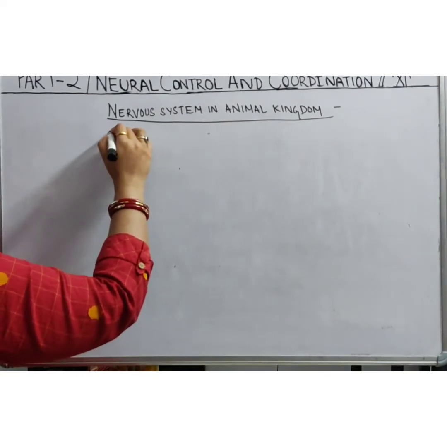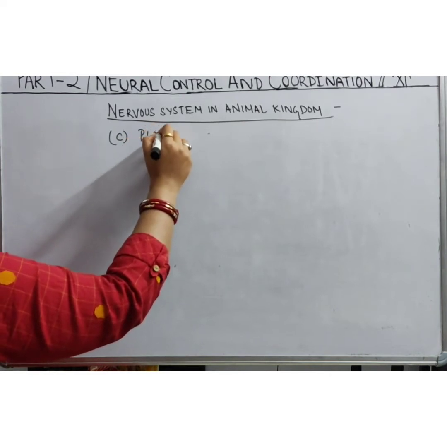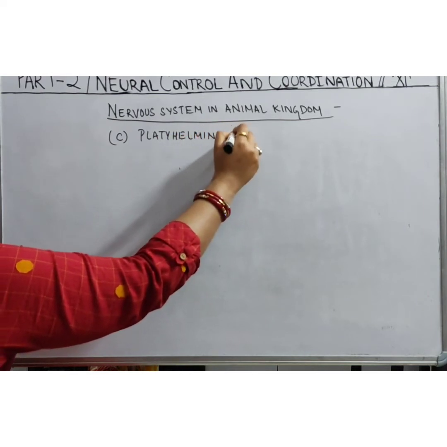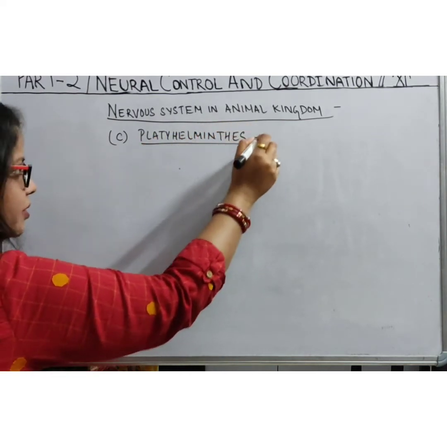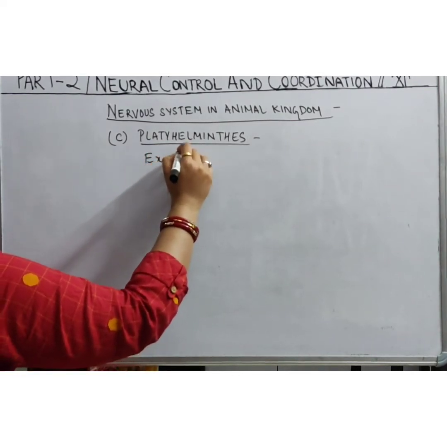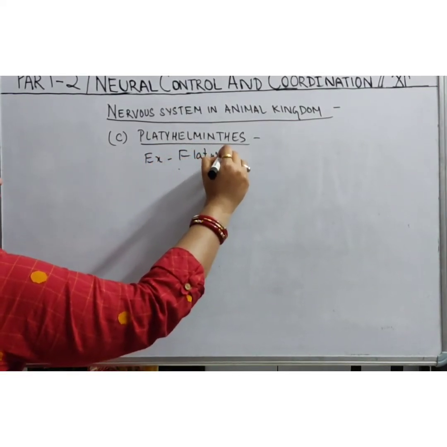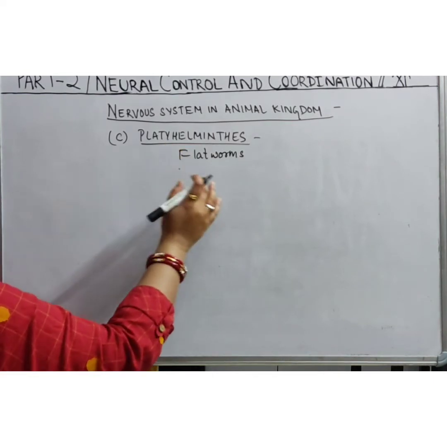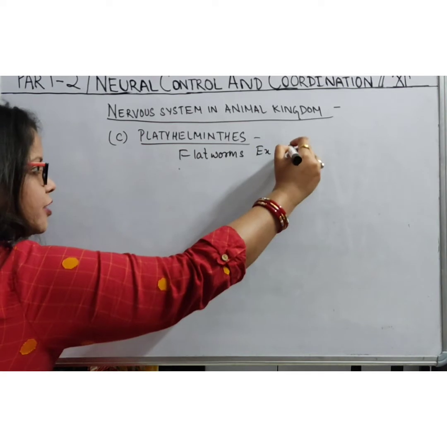The next group is Platyhelminthes. These names are too difficult to remember, so you can remember it however you like. Platyhelminthes are normally referred to as flatworms, meaning this grouping comes under flatworms. An example that can be cited is Planaria.